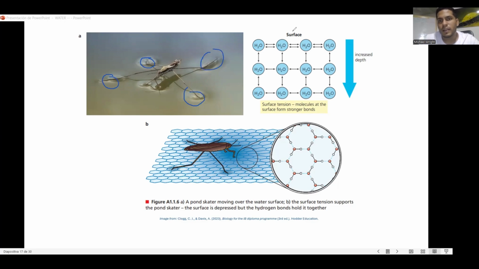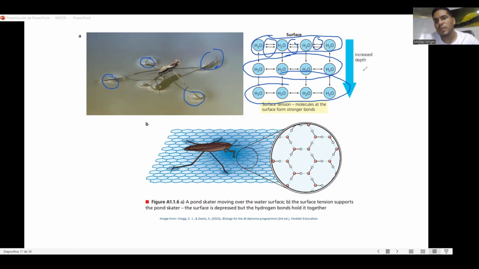All right, so this is the first layer of water molecules, right? This means this is the surface. In this case, these are the water molecules that this insect is in contact with. But we have other water molecules in the lower layers, right? So in this case, the molecules at the surface will form stronger bonds, like these ones that contain two arrows. And that means this is going to be like a matrix, in a certain way, to avoid the insect sinking, right?